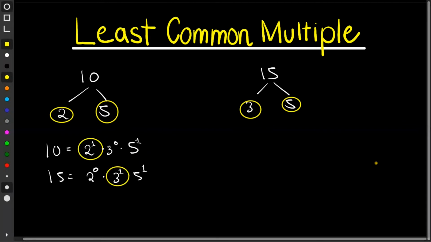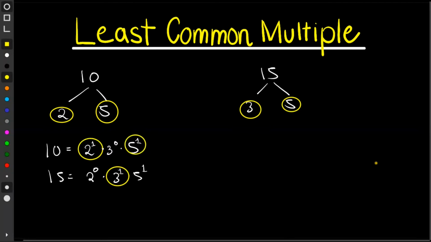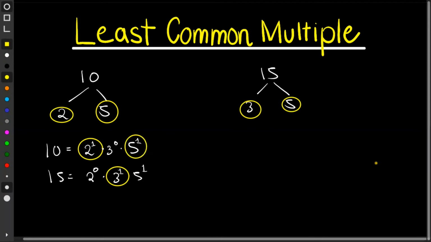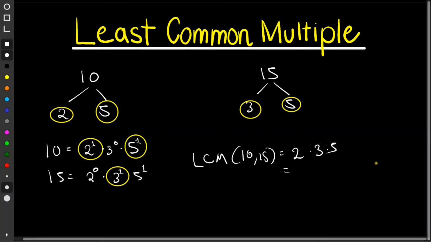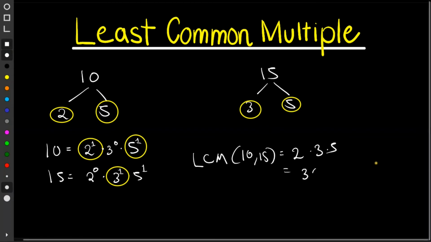How about for this one? Since they are the same, 5 raised to 1 and 5 raised to 1, simply take any of them. So we take this one. So now, we can write the LCM of 10 and 15 as 2 times 3 times 5, which will give us 30.